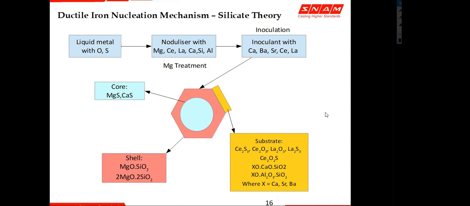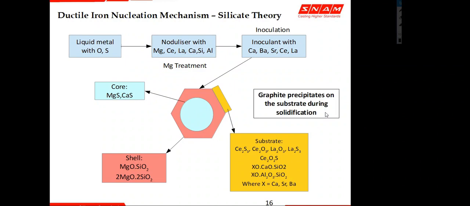As I had explained previously, if you just have the core and shell, your graphite does not precipitate on top of it. It doesn't support growth. So you definitely need to have a substrate. That means you definitely need to have elements like cerium or lanthanum in your treatment alloy, or you should have a separate inoculation mechanism. Graphite precipitates on the substrate only and not on the shell during solidification.